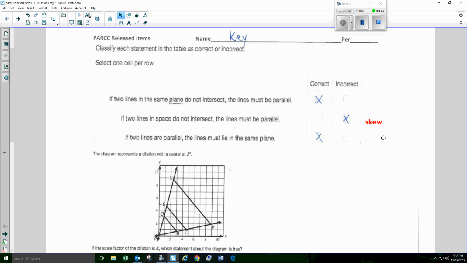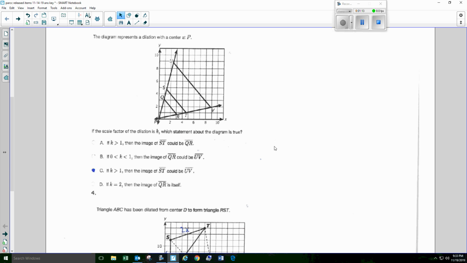Okay, so they may be parallel, but they could also be skew if they're in space. If they're in the same plane, they must be parallel. And if two lines are parallel, the lines must lie in the same plane. Yes. Okay. All right, here we go.